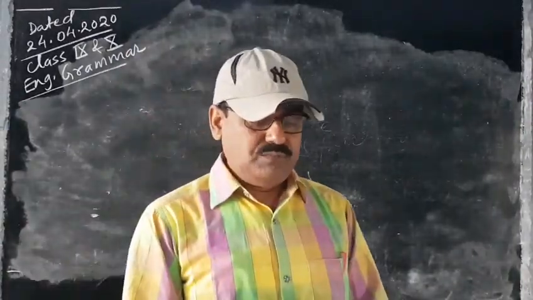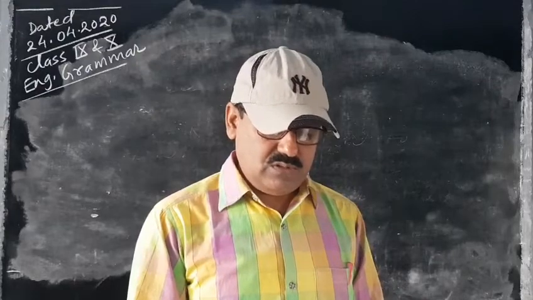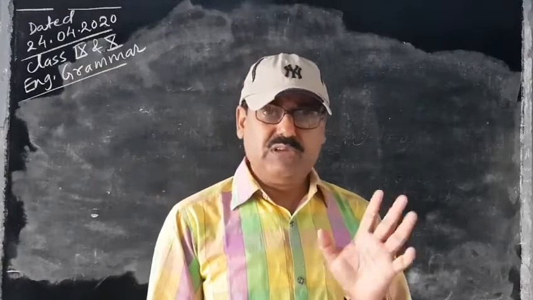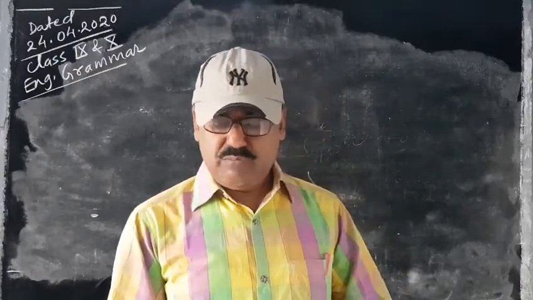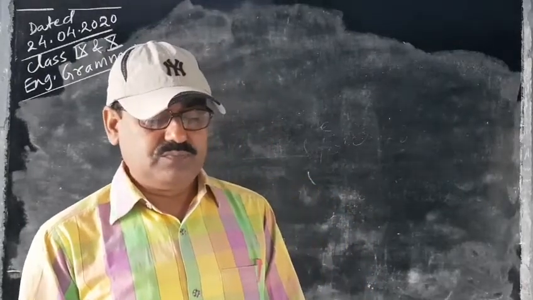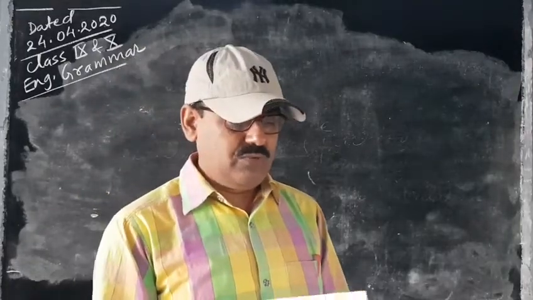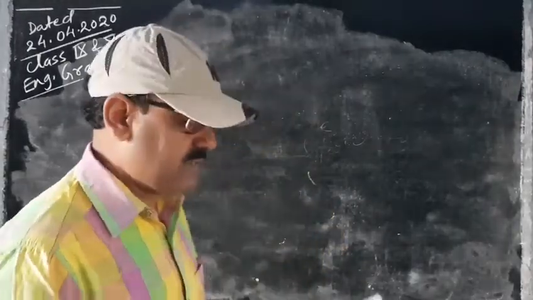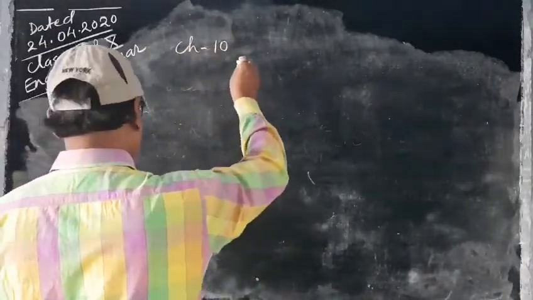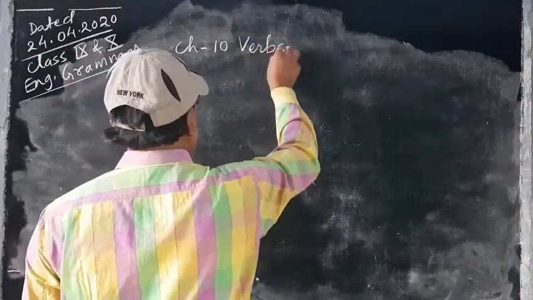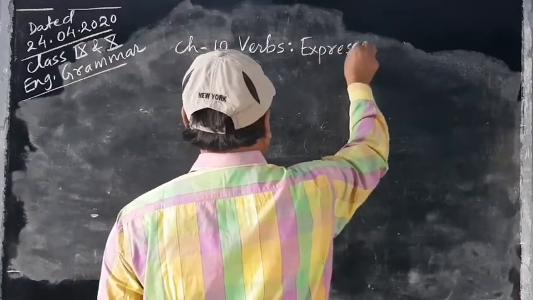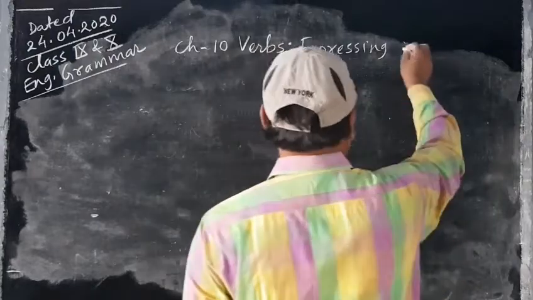We are starting from chapter 10. In this book, chapter 10 is titled Verbs Expressing the Present. It is page number 75. So you should go to page number 75 and start today's class. Chapter 10, Verbs Expressing the Present.